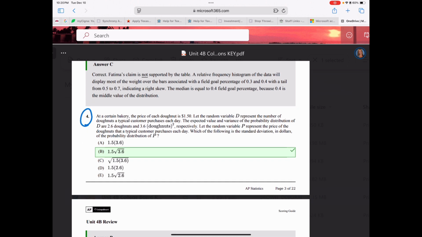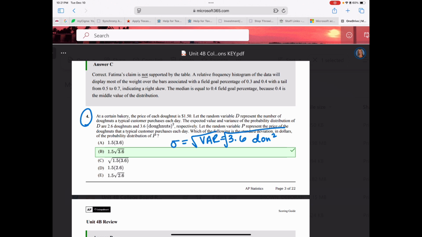A certain bakery sells donuts at a price of $1.50. Let the random variable D represent the number of donuts a typical customer buys each day. The expected value and variance of the probability distribution are 2.6 and 3.6 donuts squared. Notice it says donuts squared because the variance is 3.6 donuts squared. You know why? Because the standard deviation is the square root of this, so it's going to be the square root of 3.6 donuts squared, so it's going to be donuts.